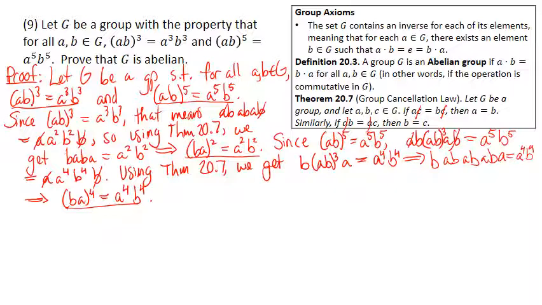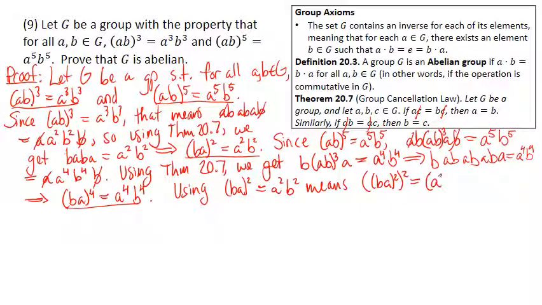So what this tells us is that, using (BA)^2 = A^2 B^2, if we square both sides, we get the following. That implies that (BA)^4, so I can combine the two squares there because they're on the same element, which is BA, (BA)^4 also equals (A^2 B^2)^2.